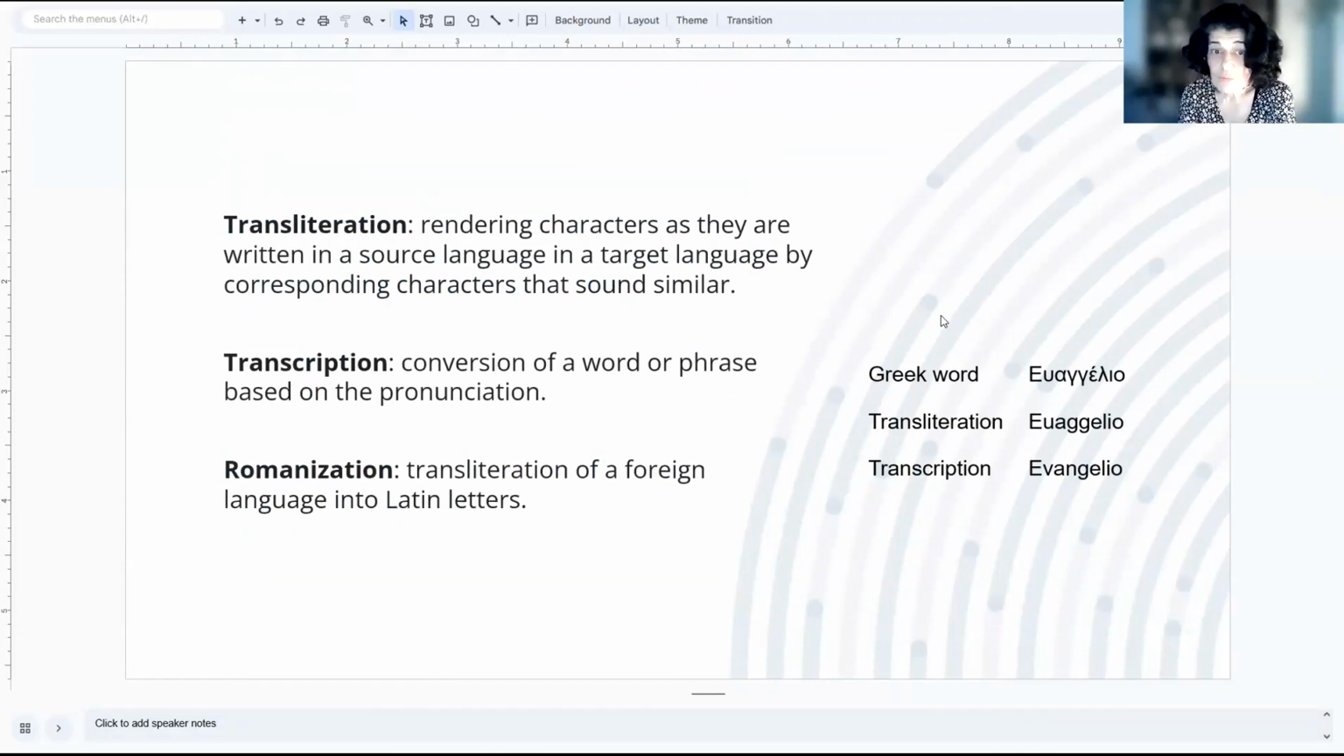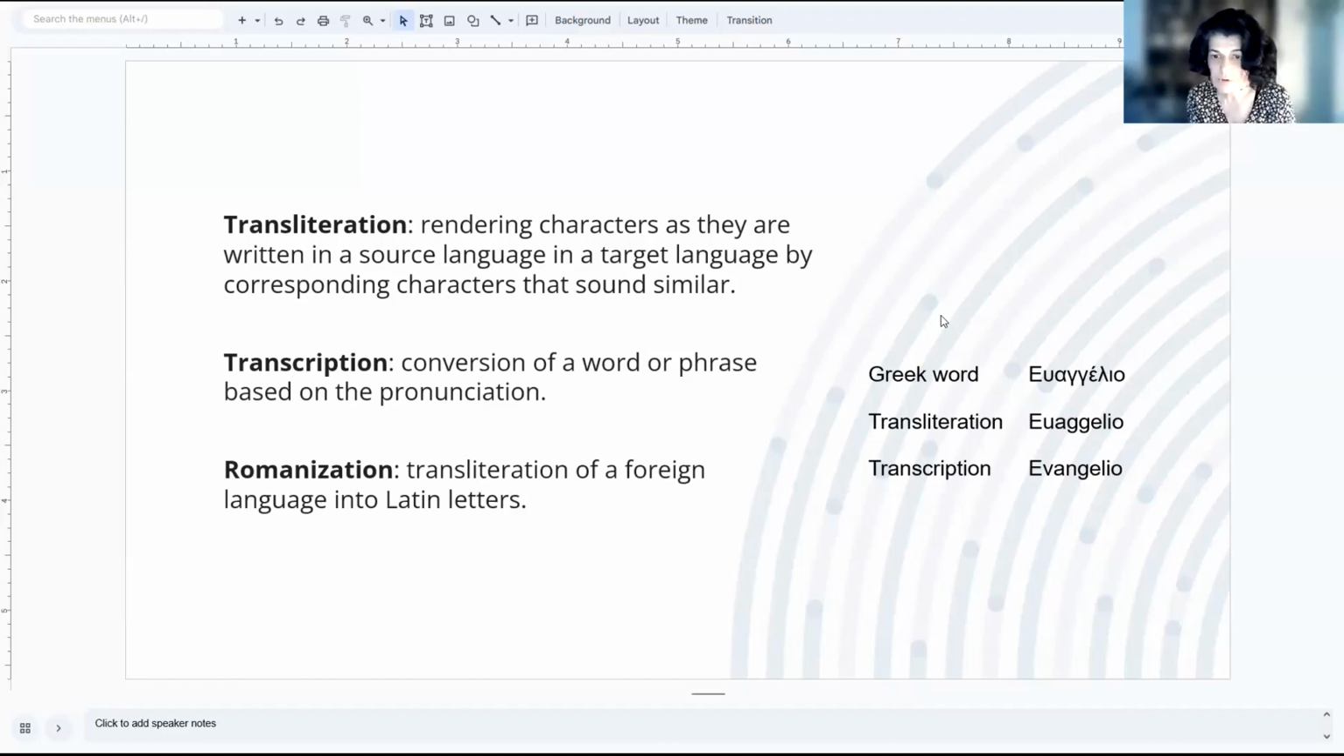So we have transliteration, transcription, and romanization as the terms that we used in this document, and as the terms that are used in literature. So transliteration is when you render characters from the source language using characters in the target language, and these characters look similar. So you actually change the text letter for letter, and it looks similar no matter how it is pronounced. In transcription, you do this conversion based on pronunciation.